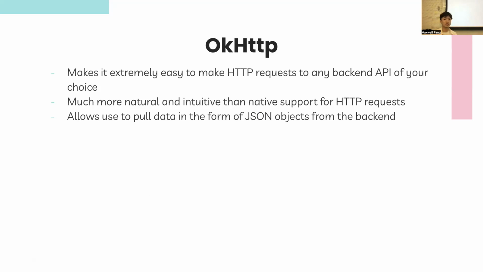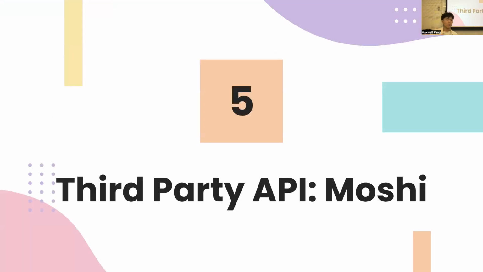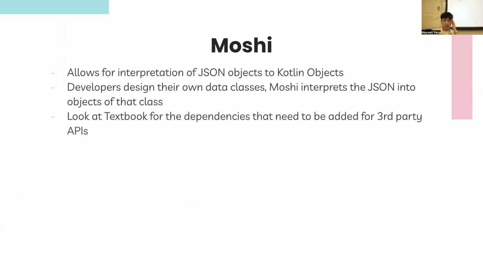But we're not done, right? Because we don't know how to operate with JSON objects yet. So that's the next third-party API, called Moshi. It's also known as the Moshi JSON adapter. Basically, it allows for interpretation of JSON objects into Kotlin objects. Developers design their own data classes, and then Moshi interprets the JSON into objects of that class. It casts the JSON as that class by using matching tags. You can look at the textbook for the dependencies that need to be added for third-party APIs such as OkHttp and Moshi. Any questions about third-party APIs?